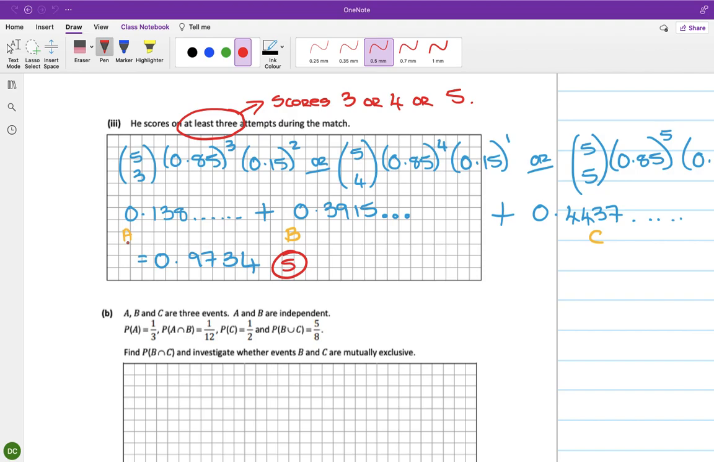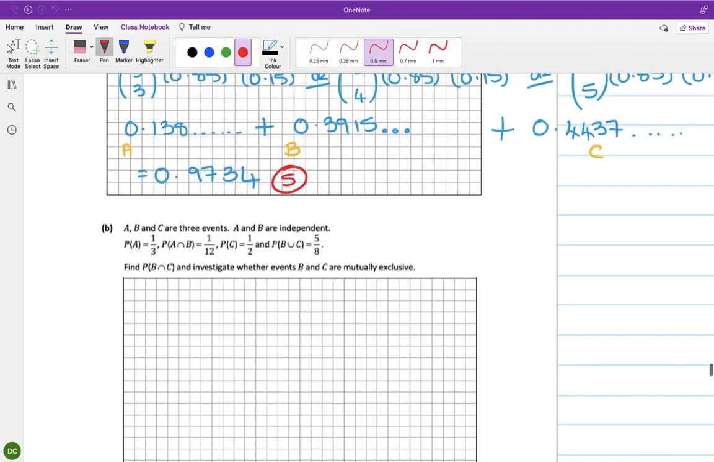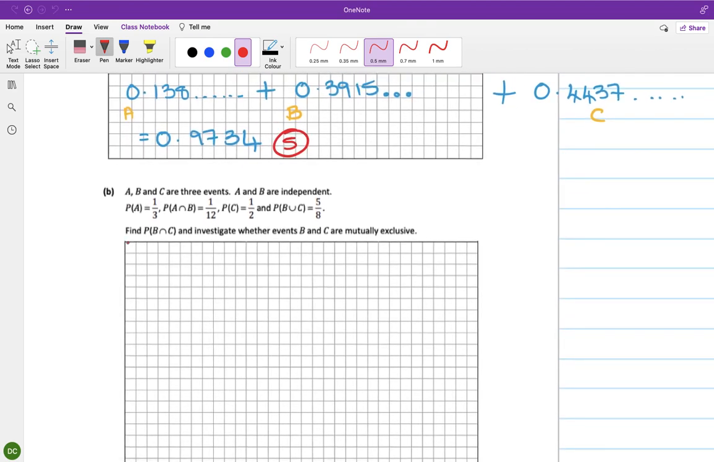Okay, A, B, and C are 3 events. A and B are independent. Now, how did we get independent events? Sorry, I'm trying to think this through.